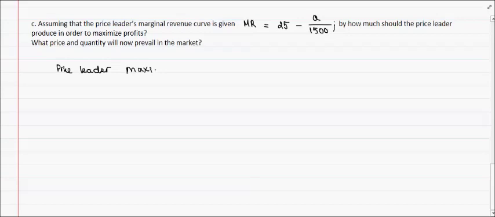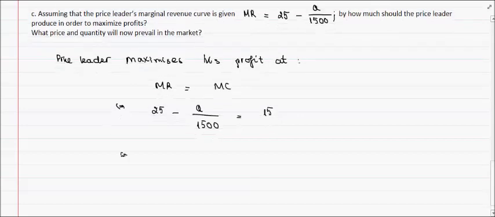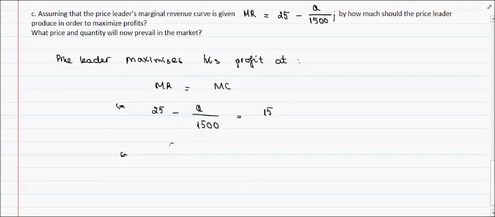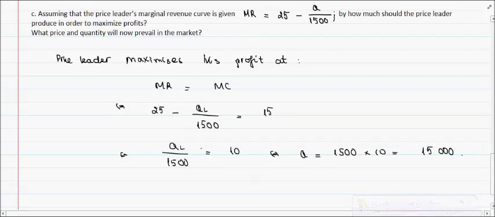So the price leader maximizes his profit at the point where marginal revenue equals marginal cost. Marginal revenue is given by 25 minus Q over 1500 and marginal cost equals 15. Solving this equation, I get Q over 1500 equal to 10, and so Q is equal to 1500 times 10, which is 15,000. So the price leader is going to produce QL equal to 15,000.